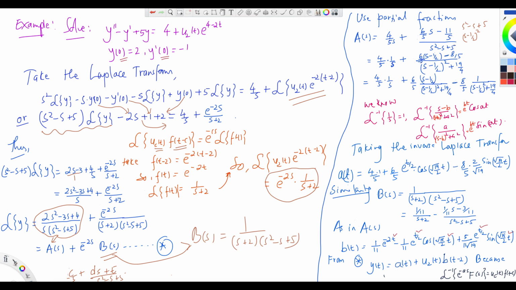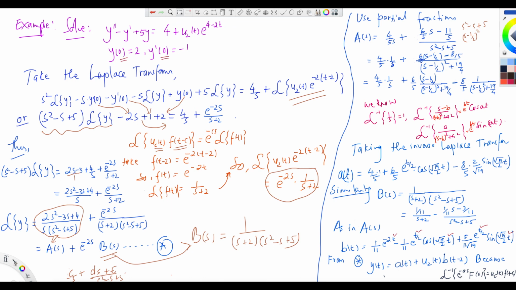Similarly, you will get B(s) equals to that, and then you use the partial fraction. This is what you will get, and then take the inverse Laplace transform of B(s). You will get 1 over 11 e to the negative 2t, and all those things and so on, right? Now, when you take the inverse Laplace transform of this star, on the left side you will get y(t). On the right side, the inverse Laplace transform of A(s) will be just a(t), plus you have e to the negative 2s B(s). Okay, so what is the inverse Laplace transform of e to the negative 2s B(s)?